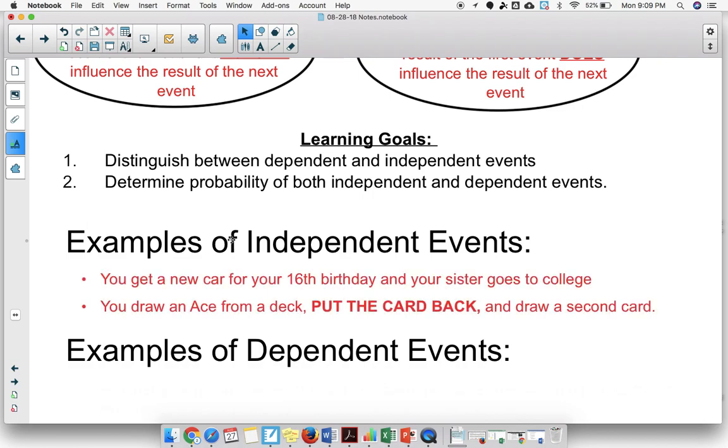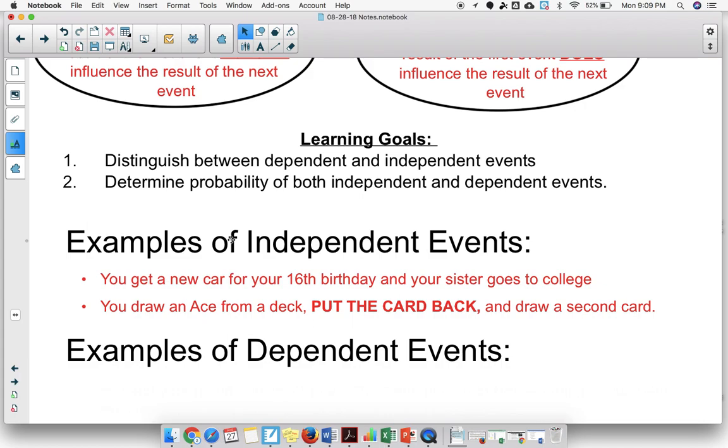So there are a few examples here for independent events, and I just wrote a couple of those down. So let's just say two completely isolated topics. You get a new car for your 16th birthday, which for some of you is a little bit away yet, but could sneak up on you here. Would be a pretty awesome birthday present. And your sister goes to college. They really have no bearing on each other. Both of them could happen.